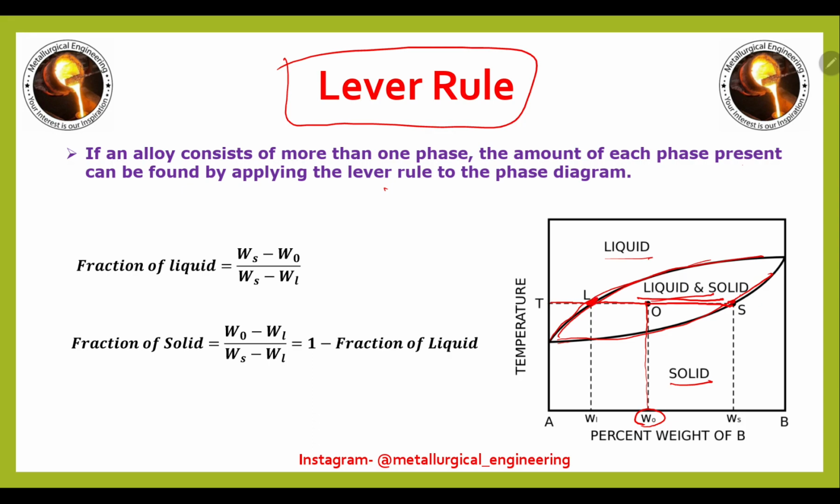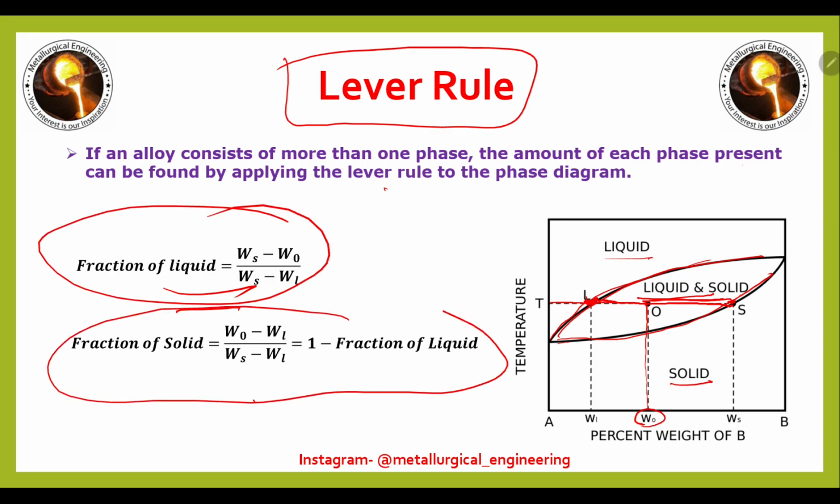Now the fraction of liquid is Ws minus W naught divided by Ws minus WL, while the fraction of solid is W naught minus WL divided by Ws minus WL, like that. So this is how the lever rule will be applied here. For any kind of binary isomorphous, binary eutectic, peritectic, or iron-carbon phase diagram, we can easily use this lever rule to get the amount of phases present at a particular composition and temperature.